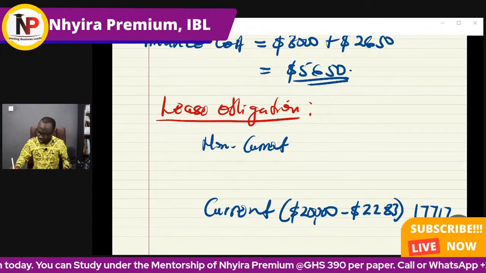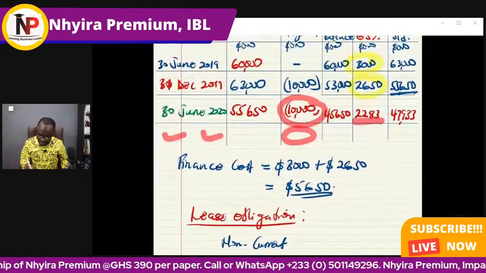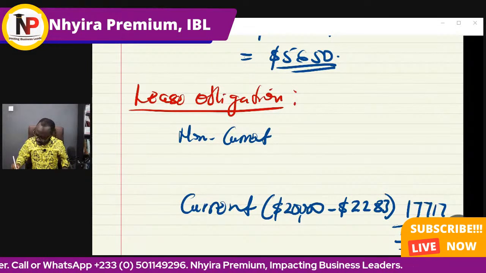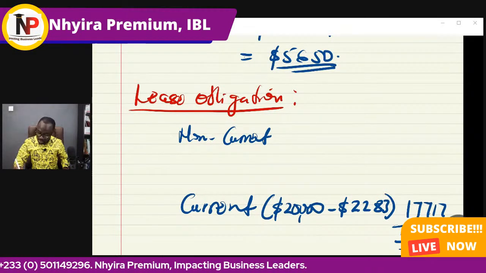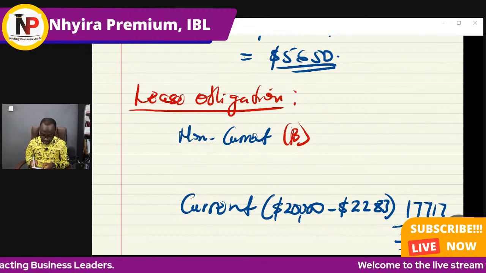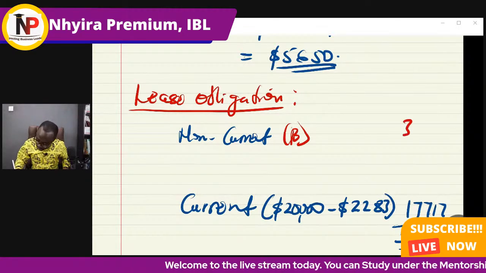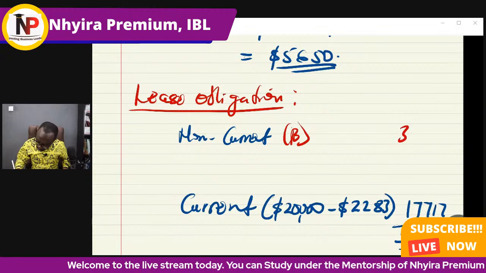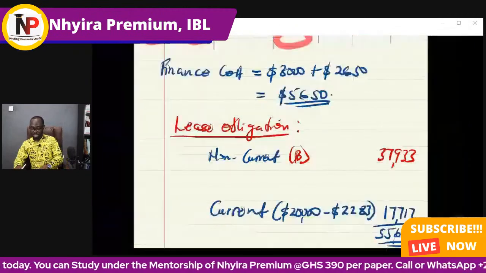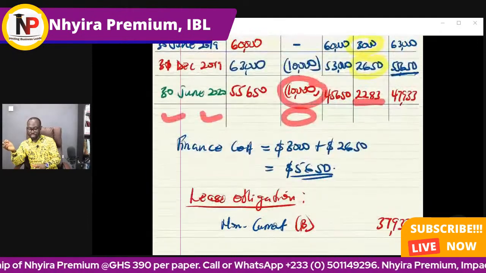and that's 17,717. So our balancing figure, remember our lease liability as at 31st December is 55,650. So the balancing figure from that becomes the non-current component. That's 37,933. So that is how we deal with the current and the non-current.